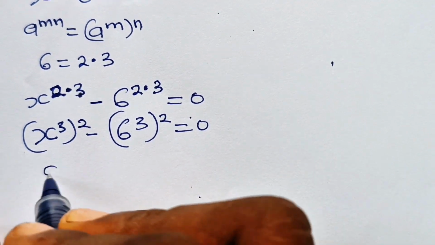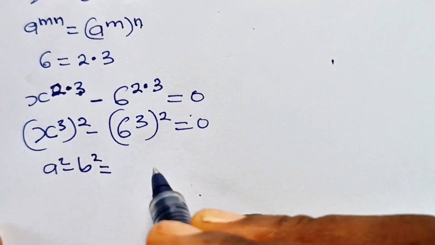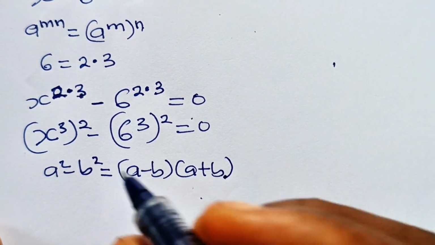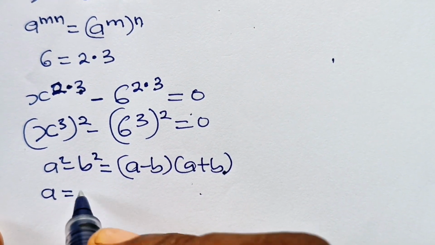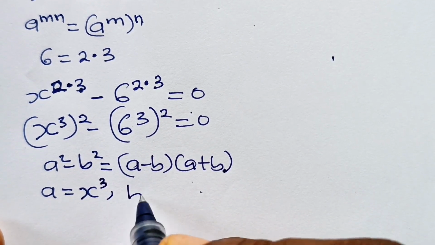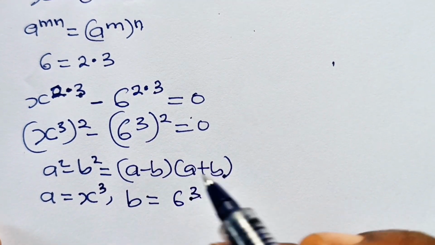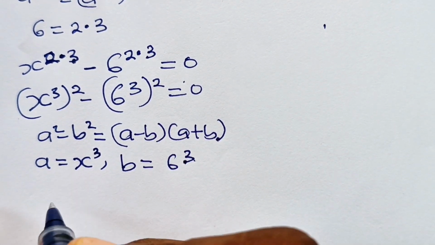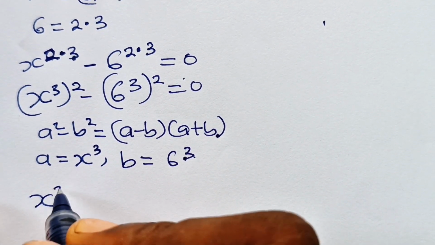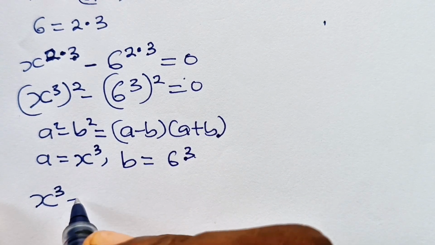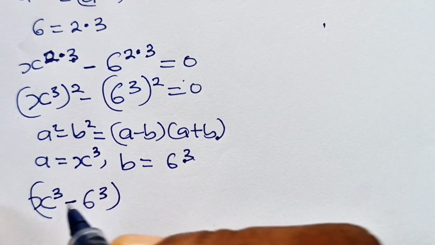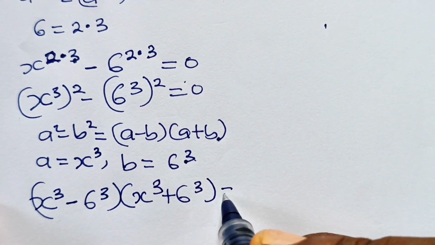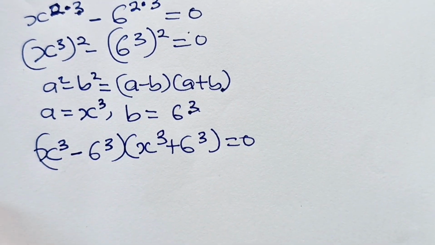Now, remember that a squared minus b squared is equal to a minus b multiplied by a plus b. So in this case, a is x^3 and b is 6^3. So if we express this in this form, we'll now write this as x^3 minus 6^3 multiplied by x^3 plus 6^3 is equal to 0.